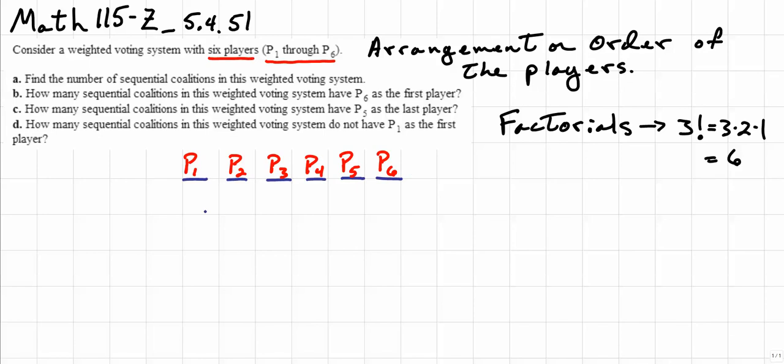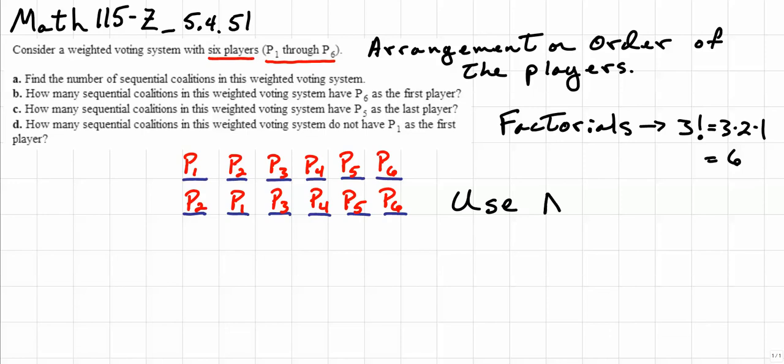Now that's going to be different than this sequential voting system. Let me write it down as player 2 in the first position, player 1 in the second position, and then the other positions remain the same. These are unique. They will not be the exact same thing. So when we talk about finding the number of sequential coalitions, we're simply going to use n factorial, where n is the number of players.